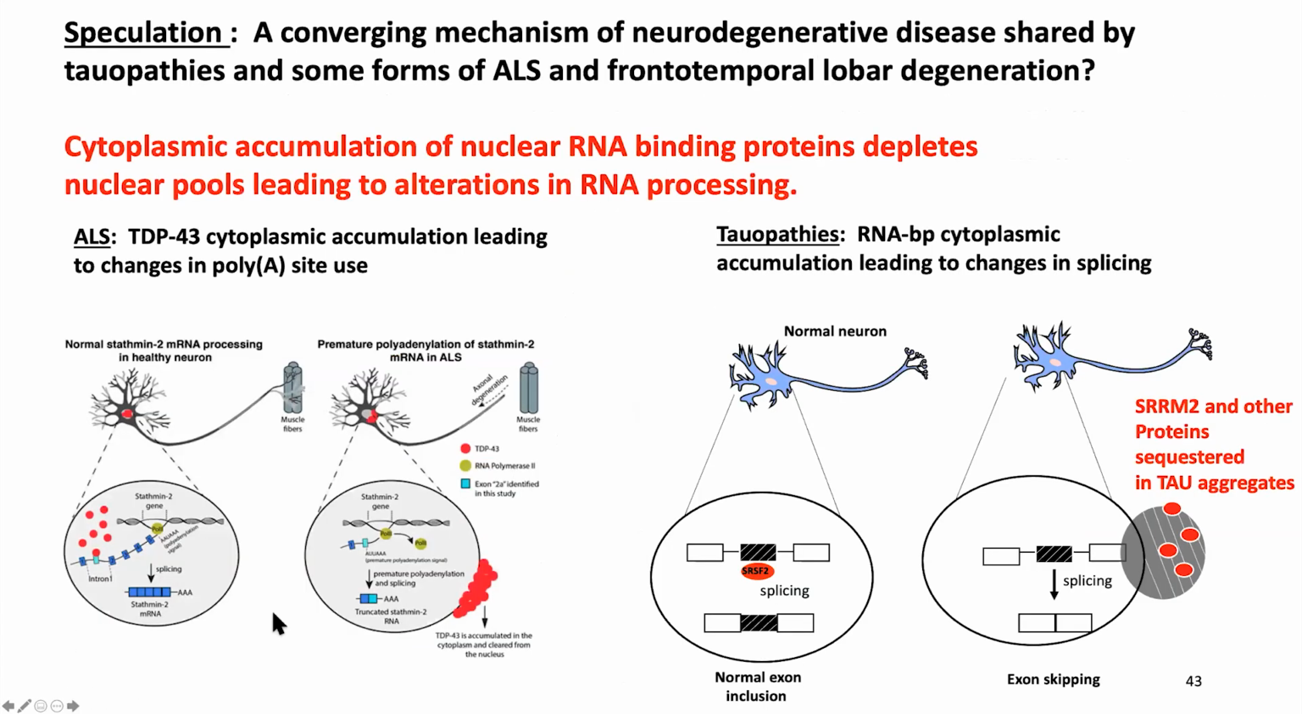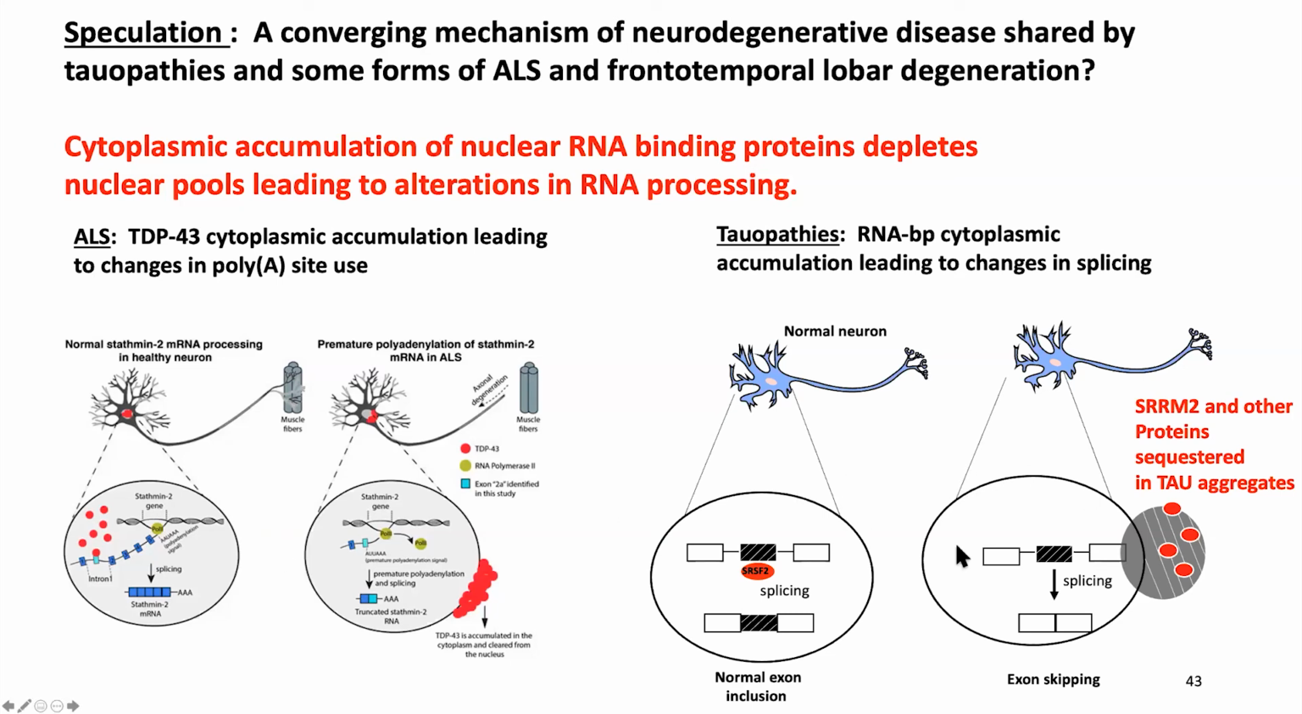I want to point out that this kind of model is very similar to how people are thinking about the disease progression in some forms of ALS. ALS is another neurodegenerative disease, although it generally affects motor neurons instead of central nervous system neurons. What happens there is that a protein called TDP-43, another protein involved in pre-mRNA splicing, accumulates in cytoplasmic protein aggregates. When it does that, it leads to changes in RNA processing, leading to misregulation of genes. And that's thought to be contributing to driving the disease state and eventually neuronal death.